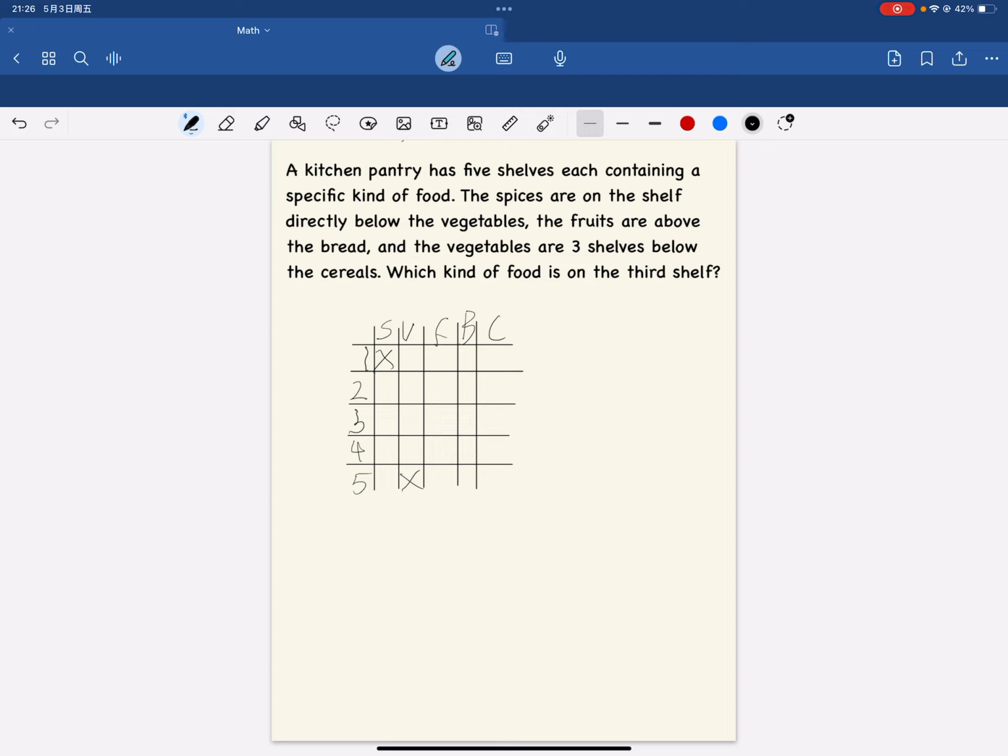Now the second statement says that the fruits are above the bread. So that means the fruits can't be on the last layer because then there's nowhere to put the bread, and the bread can't be on the first layer.